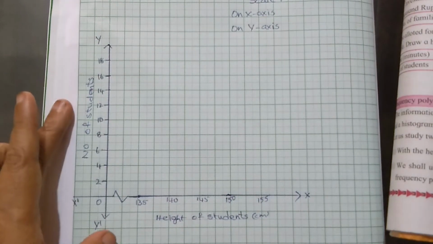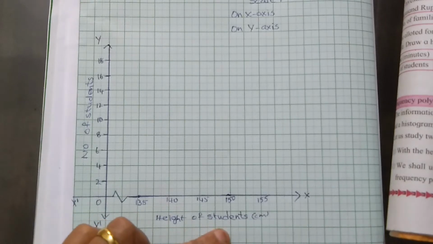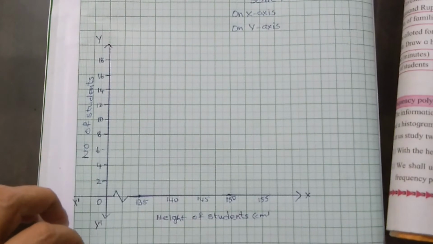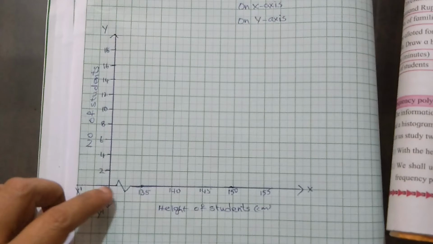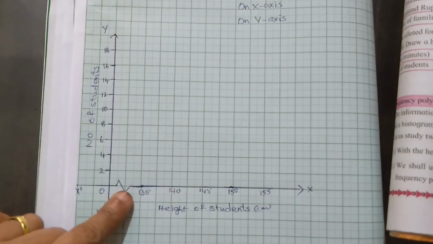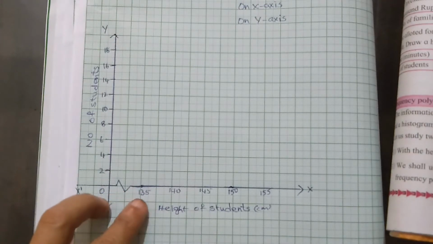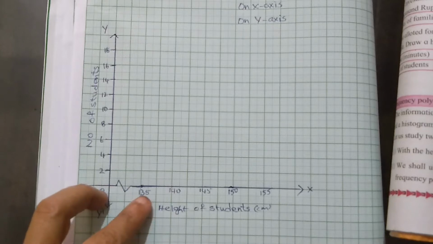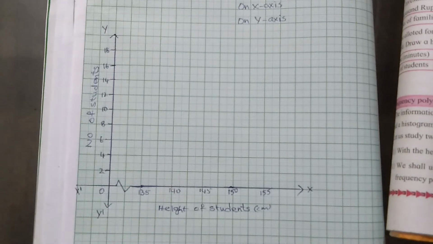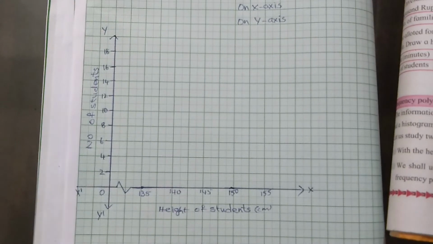And number of students on y-axis and height of the students in centimeter on the x-axis. And we have drawn the kink mark on the x-axis because we are starting directly from 135. Between 0 and 135, we won't be showing it on the graph. So hence we will draw the kink mark.